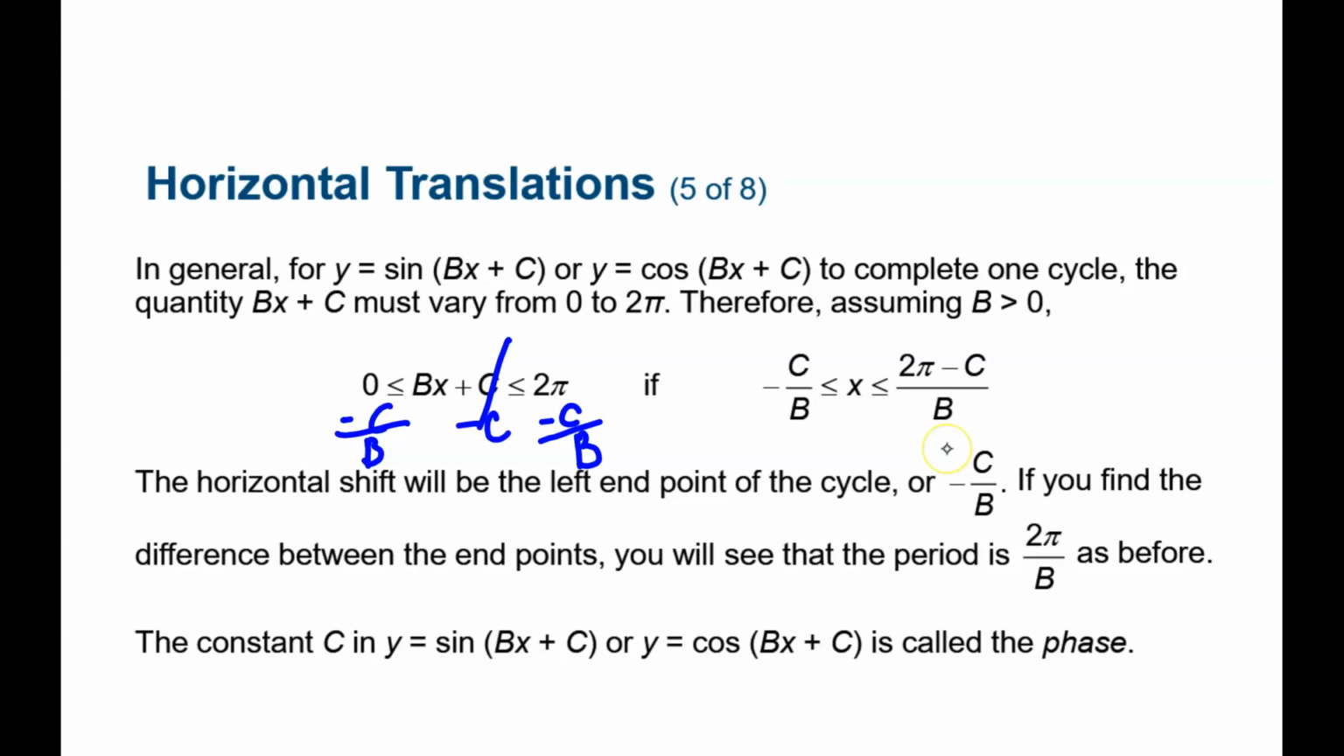The horizontal shift will be the left endpoint of the cycle, or negative c over b. If you find the difference between the endpoints, you will see that the period is 2 pi over b as before. The constant c in y equals sine of bx plus c, or y equals cosine of bx plus c, is called the phase.